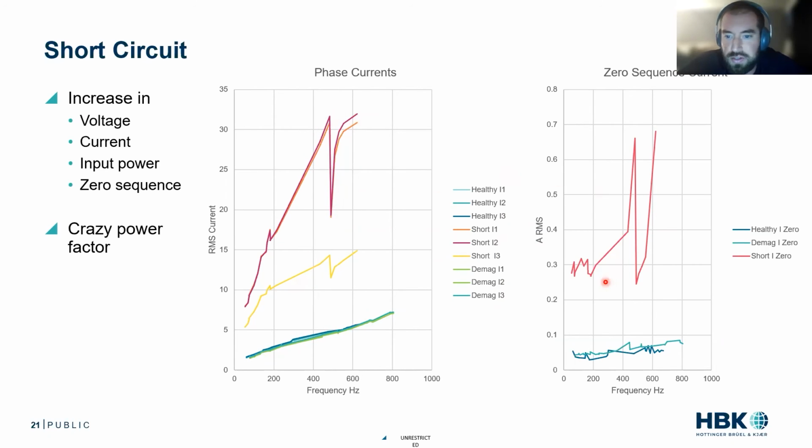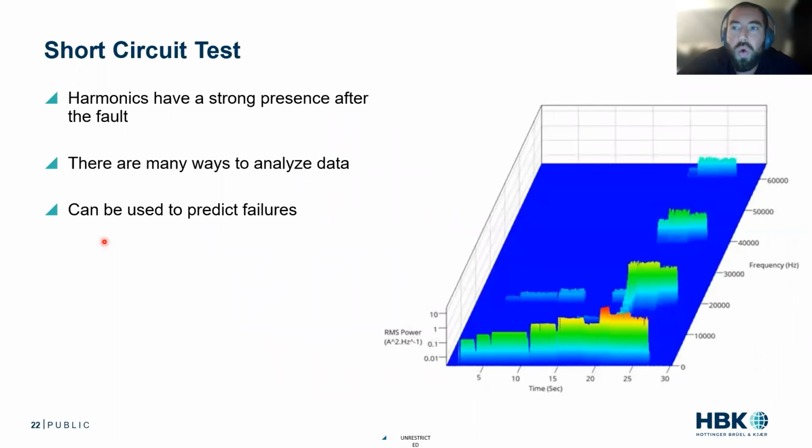If I look at my zero sequence, we can see much the same. There's a difference between the demag and the healthy, and the short circuit is just all over the place. So it's a pretty drastic thing. You can pick this up pretty easily. The power factor is crazy. But you might say, all right, you made a really drastic failure. What else can I see?